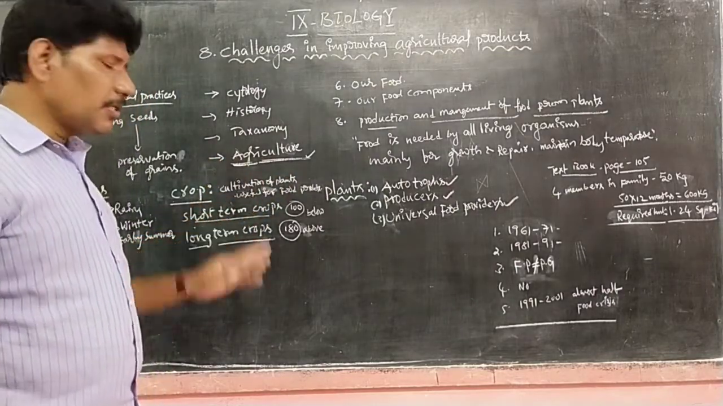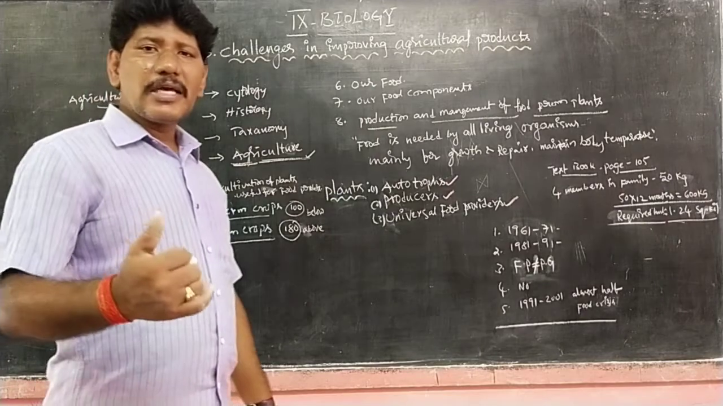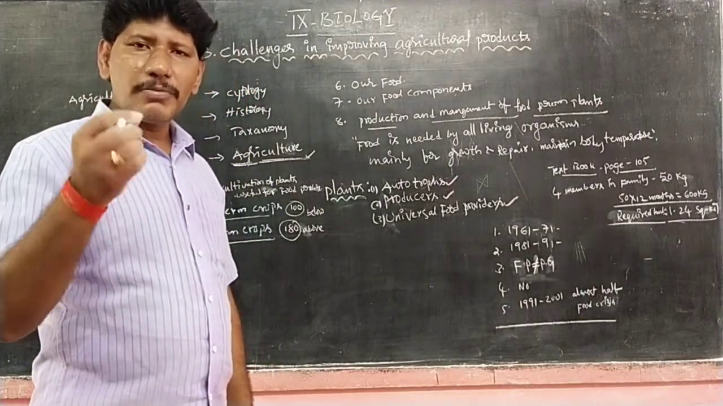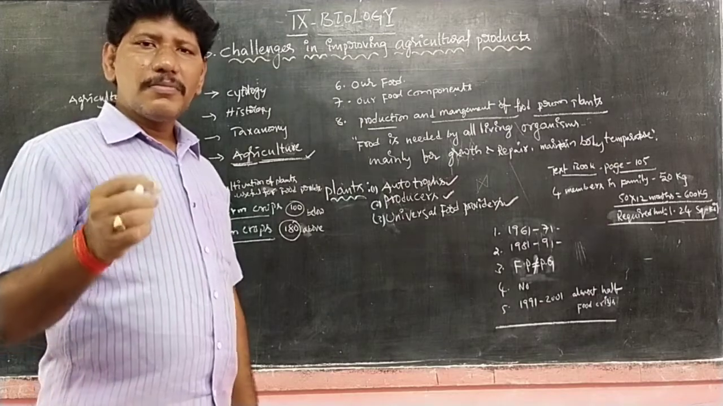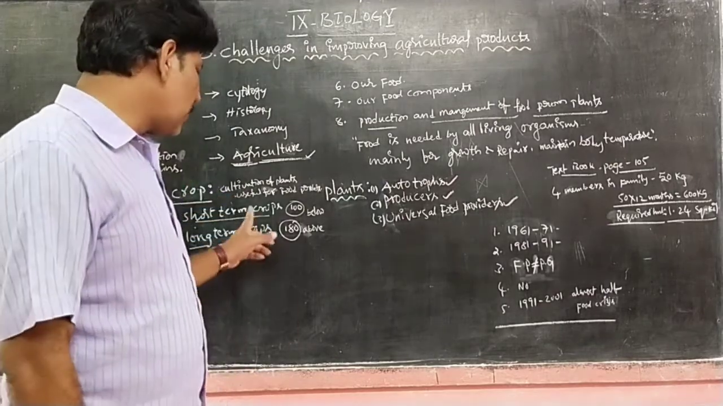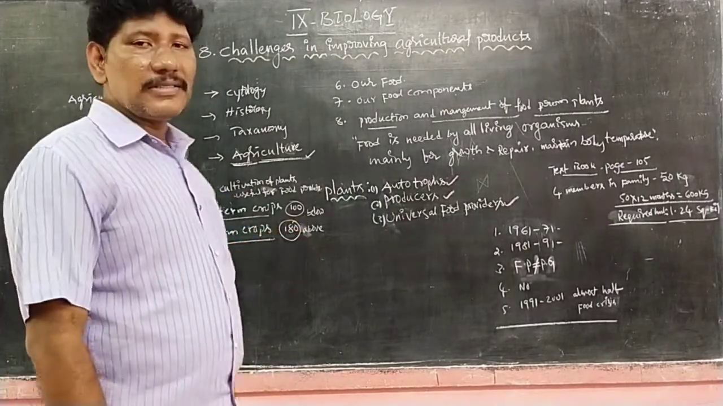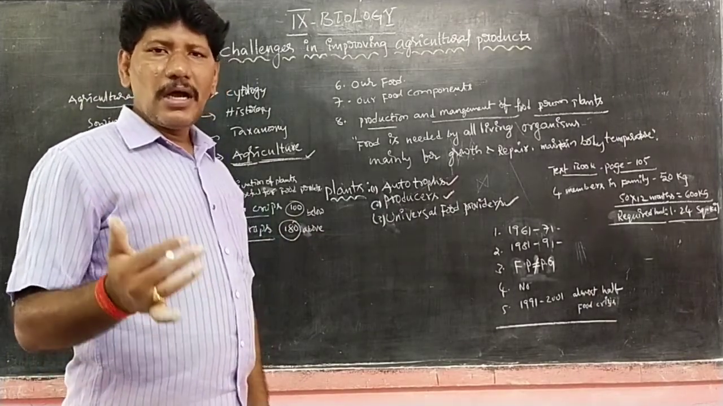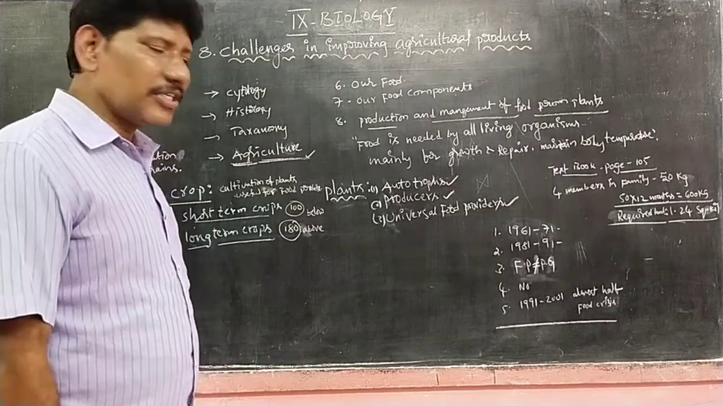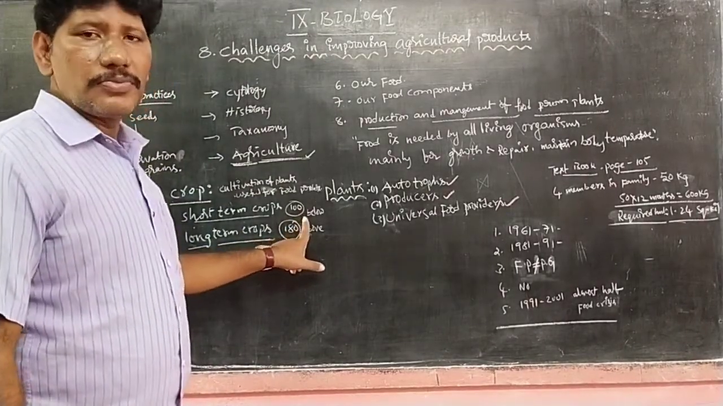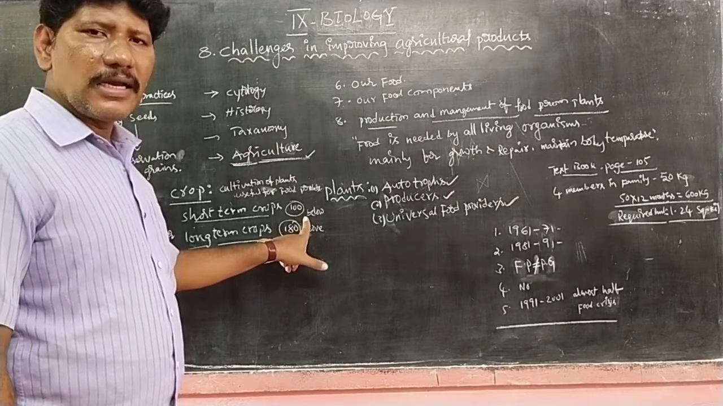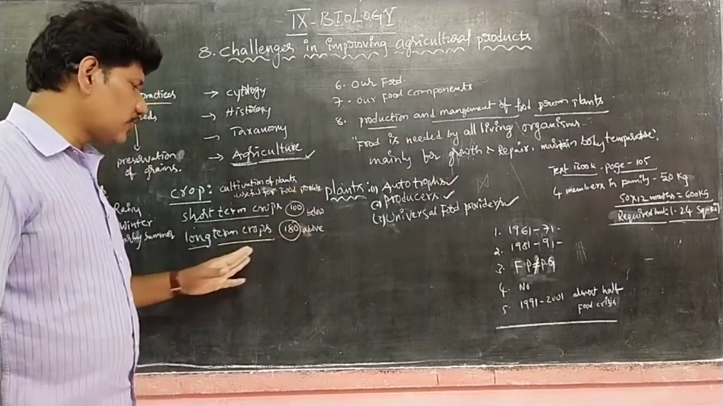Next, what do we mean by short-term crops? It is based on the time duration of the plants from sowing to harvesting. If the crop takes below 100 days, meaning 3 to 4 months or less, we call it a short-term crop. For example, paddy, meaning rice, and wheat. We already learned these in the 8th standard.